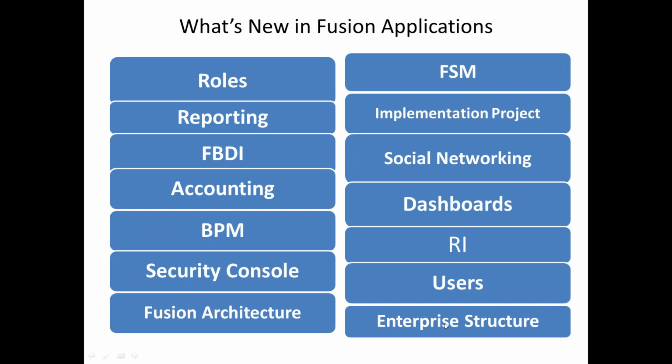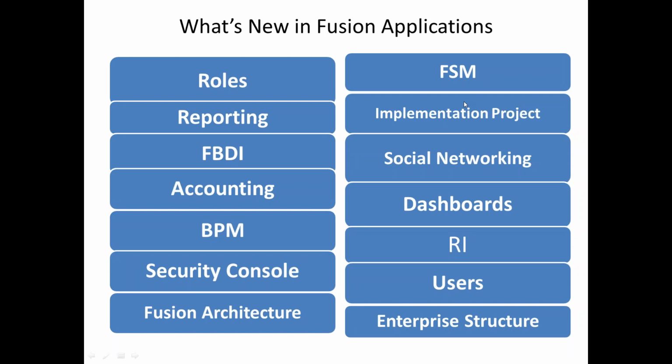The other point is enterprise structure. In EBS, we have a multi-org structure. In Fusion, we call it enterprise structure. How is it similar or how is it different? We will discuss all those points. First, we'll talk in more detail about how the enterprise structure can be finalized, and what key parameters we have to consider when we are going to design the enterprise structure for any client.